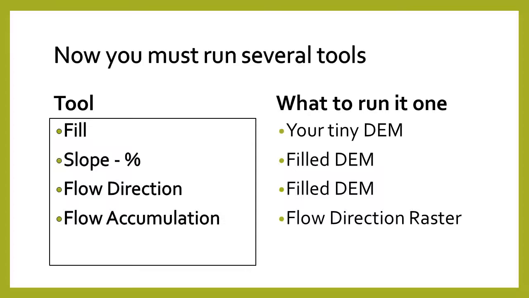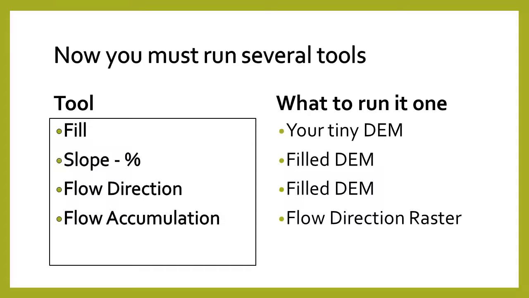Starting with the Fill tool, you're going to take your tiny DEM that you made and run the Fill tool, and it's going to go through and identify any sinks or low spots or depressions in your DEM and fill them up so that they all drain somewhere. Once it's done that, you'll now have a filled DEM. Once you have the filled DEM, you're going to calculate slope. Make sure that in the options you set it to percent slope, not degrees. And then once that's done, you'll have a slope file. Again, run the slope on the filled DEM.